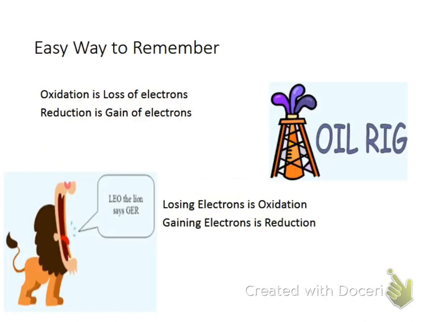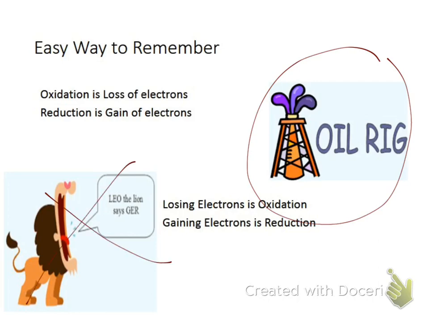Okay. So the easiest way to remember this is OIL RIG. We don't use LEO the lion goes GER because we're Texas and we like oil, so it's OIL RIG, which stands for oxidation is loss of electrons, reduction is gain of electrons. OIL RIG is a very famous acronym within the chemistry world. It helps you remember which is which. Oxidation is loss, reduction is gain. This unit is full of acronyms.